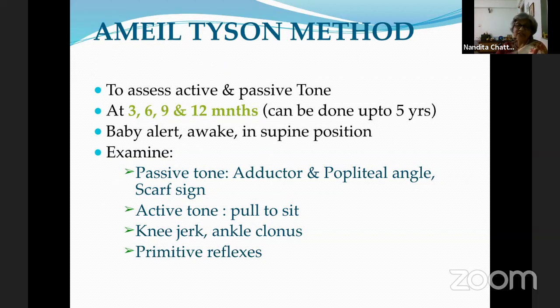We don't have time for details, but the adductor angle is basically measuring the angle formed by the two thighs at the symphysis pubis on abducting the thighs. Popliteal angle is the angle behind the knee when you flex the hip and extend the knee. And scarf sign is where you take the hand across to the other shoulder and see if the elbow is crossing the midline or not. These are indicative of increased or decreased tone. Also, we look for knee jerk, ankle clonus and primitive reflexes, and a scoring is done. That will tell us whether there is an abnormality or not. Next slide, please.